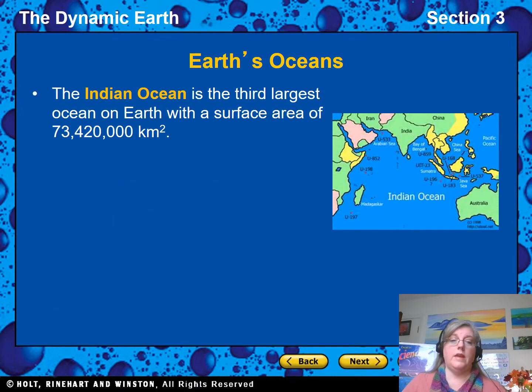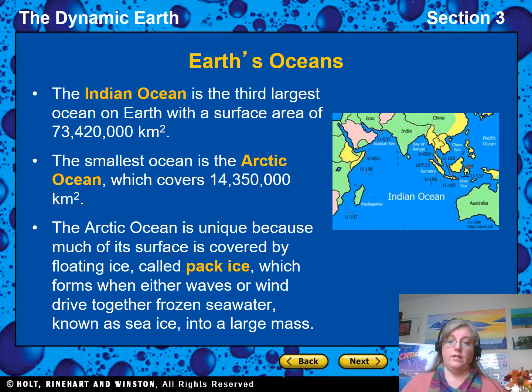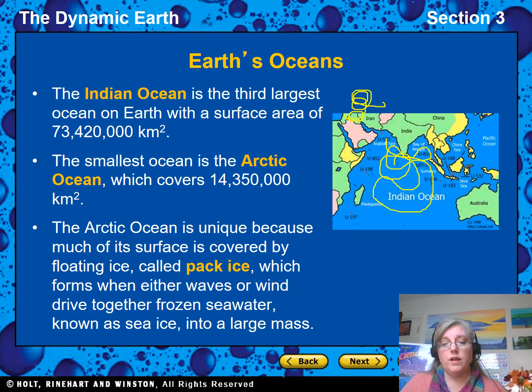Let's see, the Indian Ocean is third. And then the Arctic is the smallest. Arctic is the one up here in the north. Indian Ocean is right here. Okay, this is the Indian Ocean. Do you see Australia? This is Africa. Okay, and this is India. Okay, so that's the third largest.